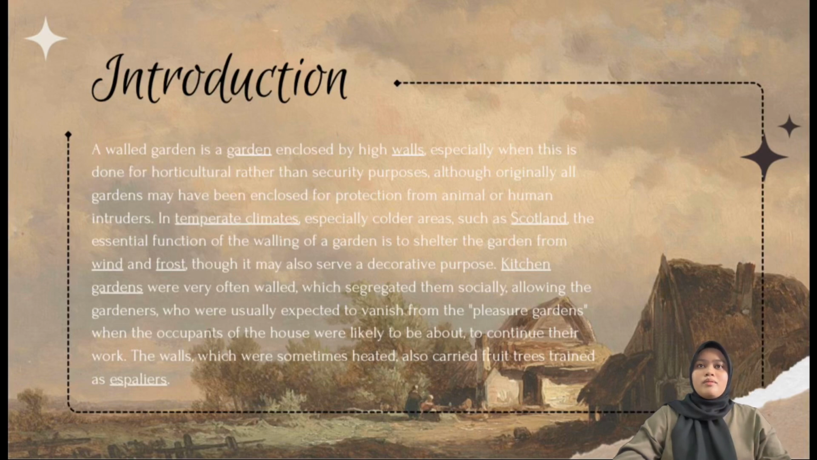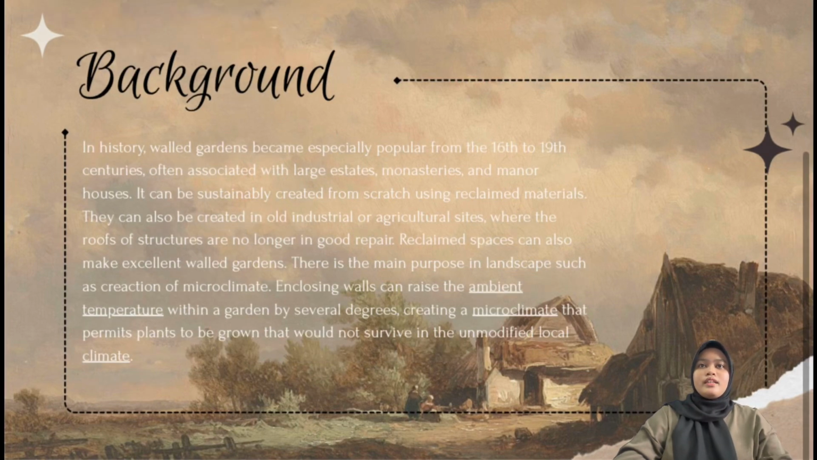So, I'm going to talk about the background for this topic. In history, walled gardens became especially popular from the 16th to 19th centuries, often associated with large estates, monasteries, and manor houses. They can be sustainable, created from scratch using reclaimed materials. They can also be created in old industrial and agricultural sites where the roof of a structure is no longer in good repair. Reclaimed space also makes excellent walled gardens.